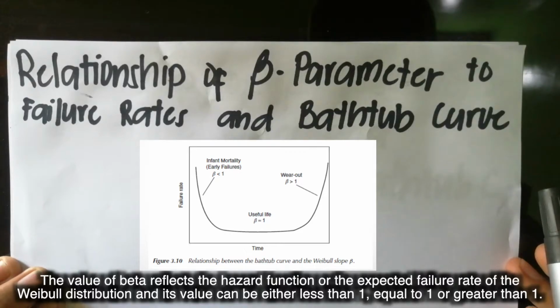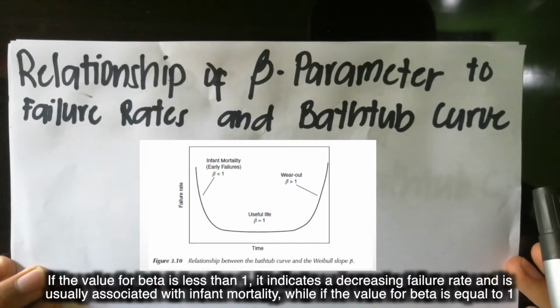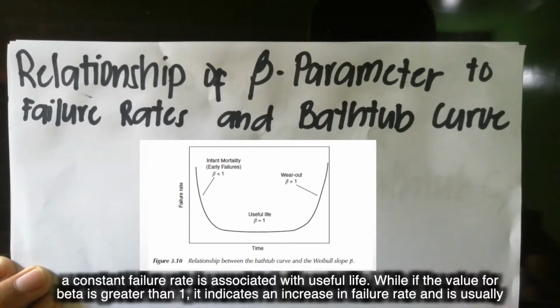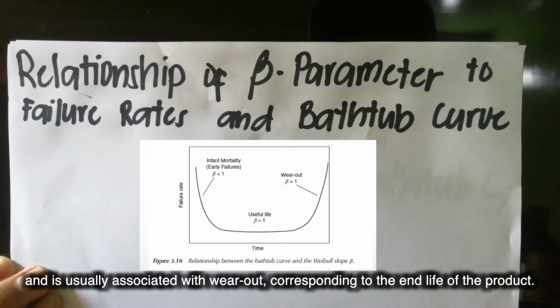Its value can either be less than 1, equal to 1, or greater than 1. If the value for beta is less than 1, it indicates a decreasing failure rate and is usually associated with infant mortality. If the value for beta is equal to 1, it indicates a constant failure rate and is usually associated with useful life. If the value for beta is greater than 1, it indicates an increasing failure rate and is usually associated with wear out, corresponding to the end of life of the product.